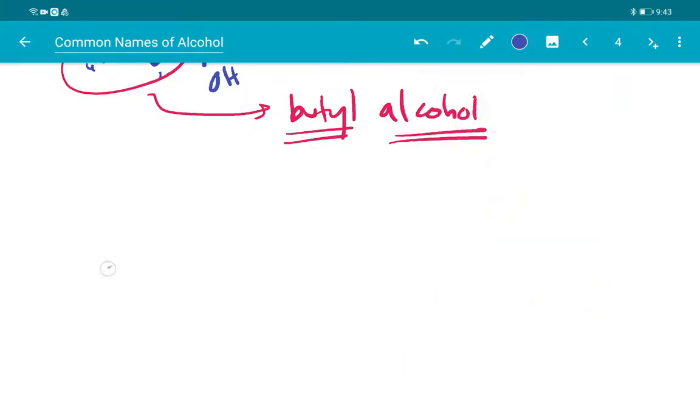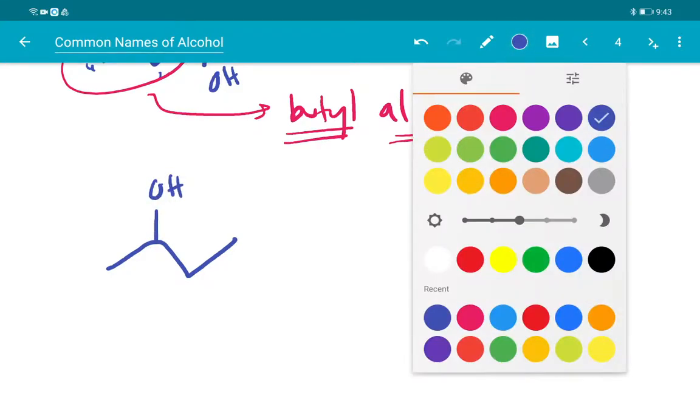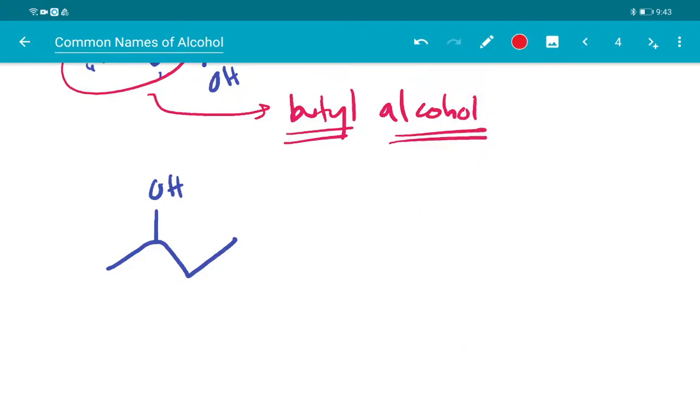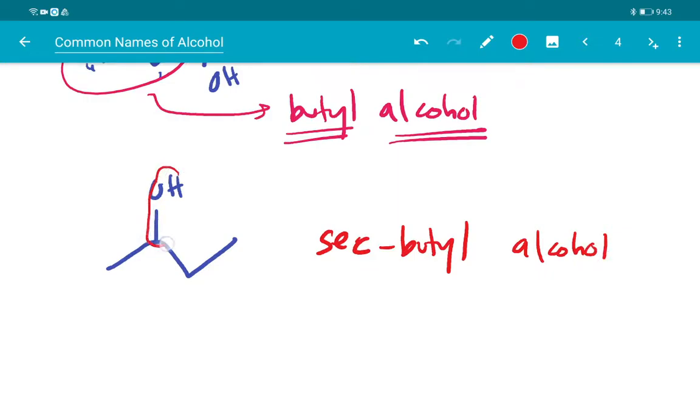Other examples: the name for this compound is sec-butyl alcohol. Again, the alcohol comes from the OH with the carbon attachment, while sec-butyl is because the OH, which is attached to the second carbon, is attached to 2 carbons, which makes it a secondary alcohol. That's why the name is sec-butyl alcohol.